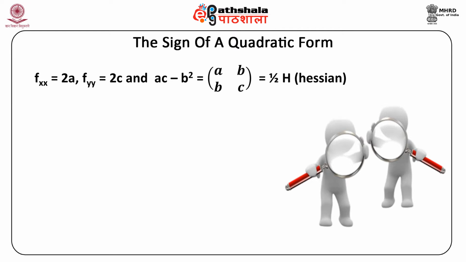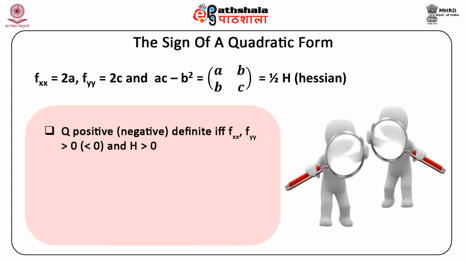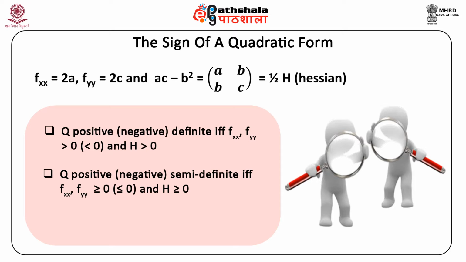So the condition finally boils down to Q positive or negative definite if and only if fxx, fyy is greater than 0 or less than 0 and H is greater than 0. Q positive or negative semi-definite if and only if fxx, fyy is greater than or equal to 0 or less than or equal to 0 and H is greater than or equal to 0. Q indefinite if and only if H is less than 0.